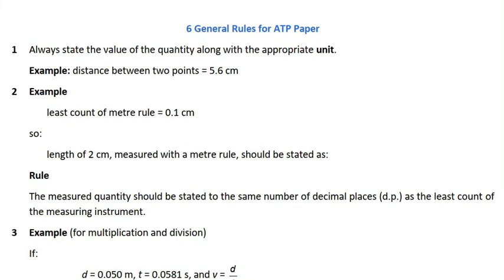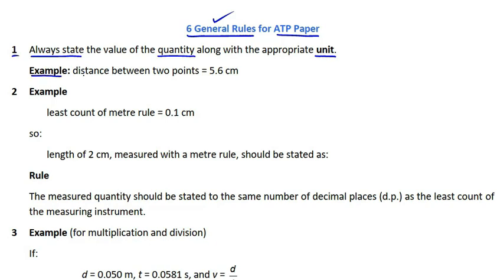Students, the first thing you should all learn when preparing for the ATP paper is the set of these 6 general rules because these rules are used in all ATP papers. So students, it's very important that you learn and remember all of them. Let's learn the first rule first. The first rule says, always state the value of a quantity along with the appropriate unit.